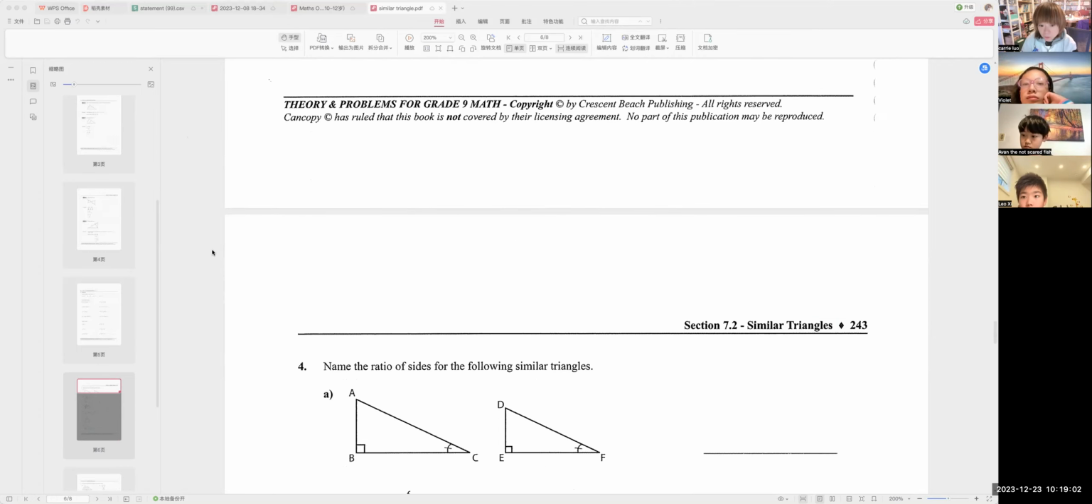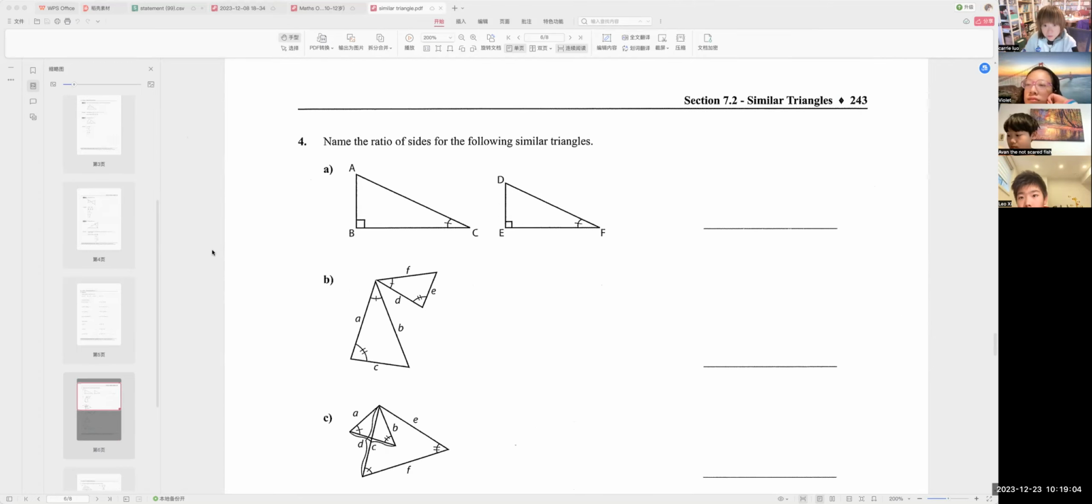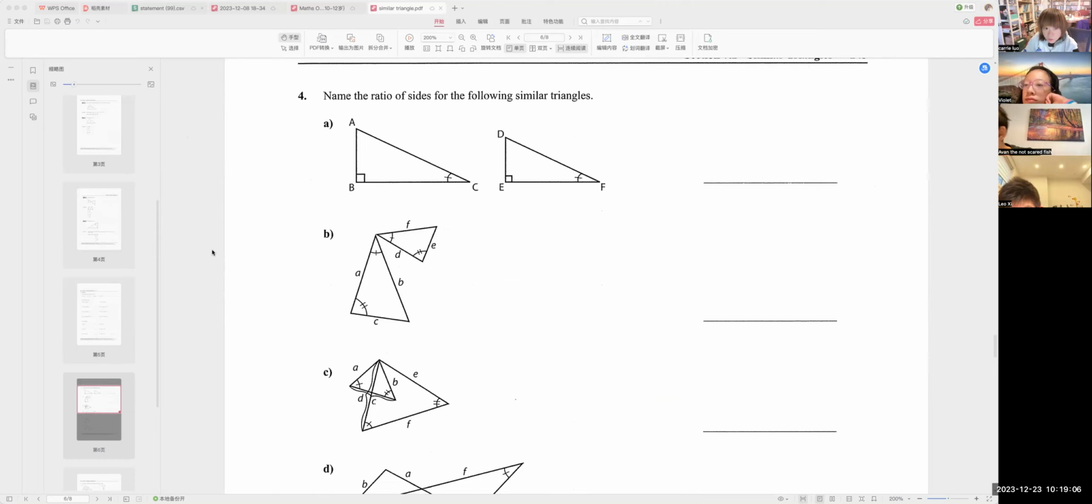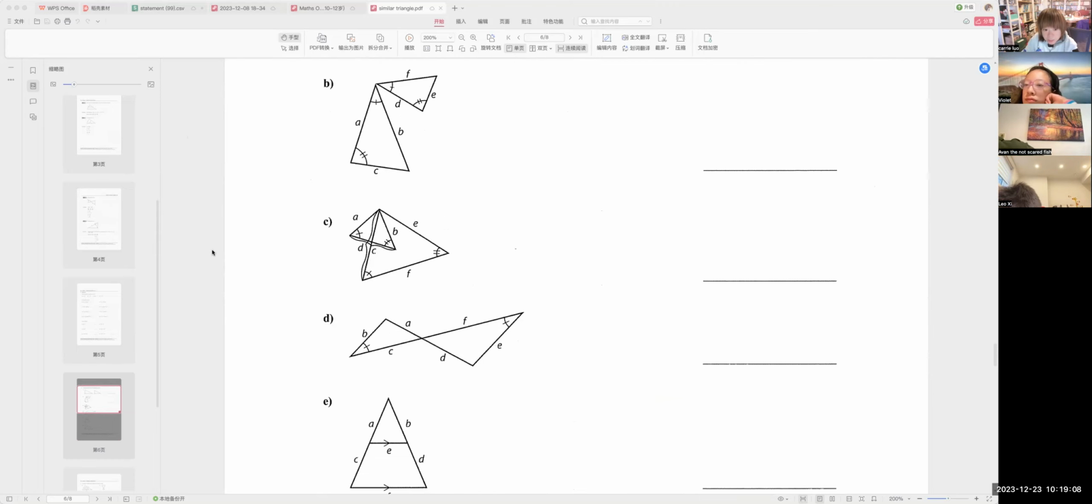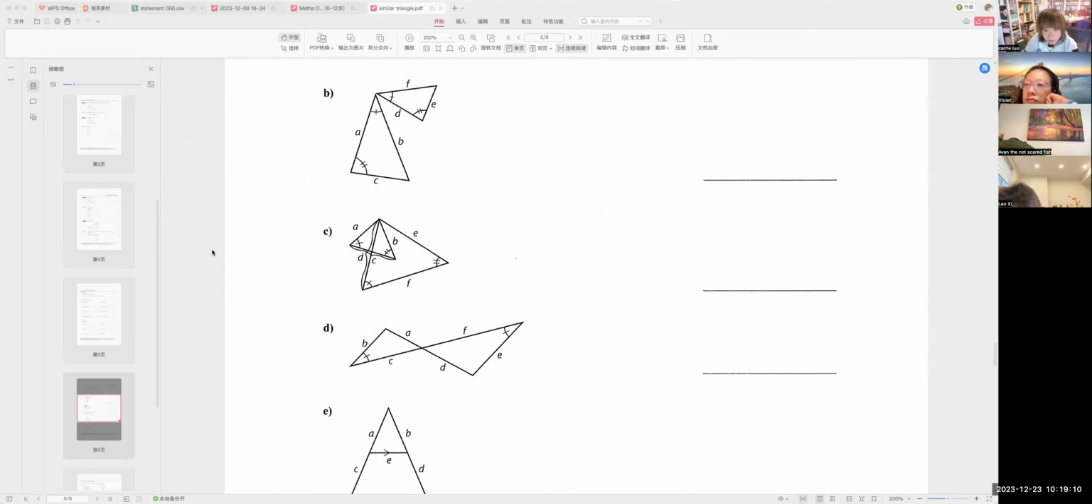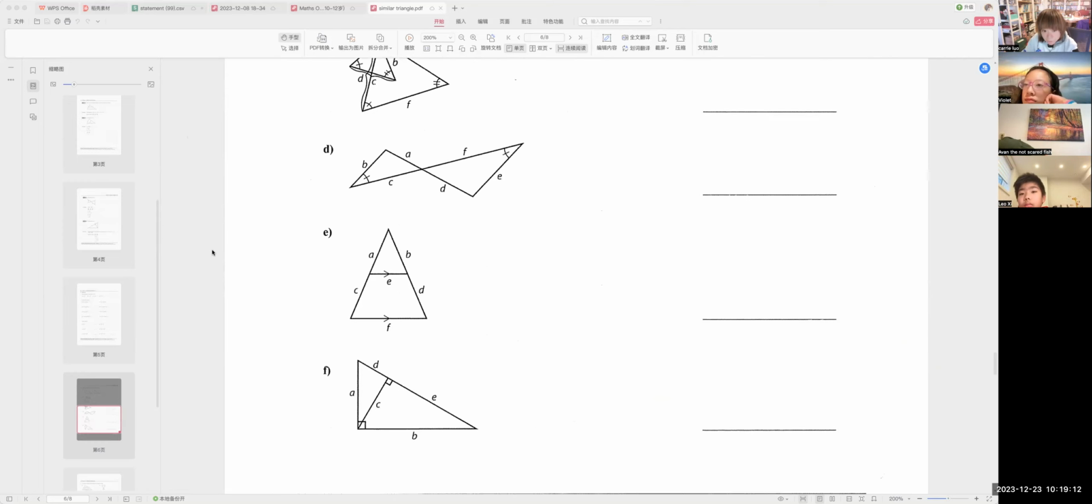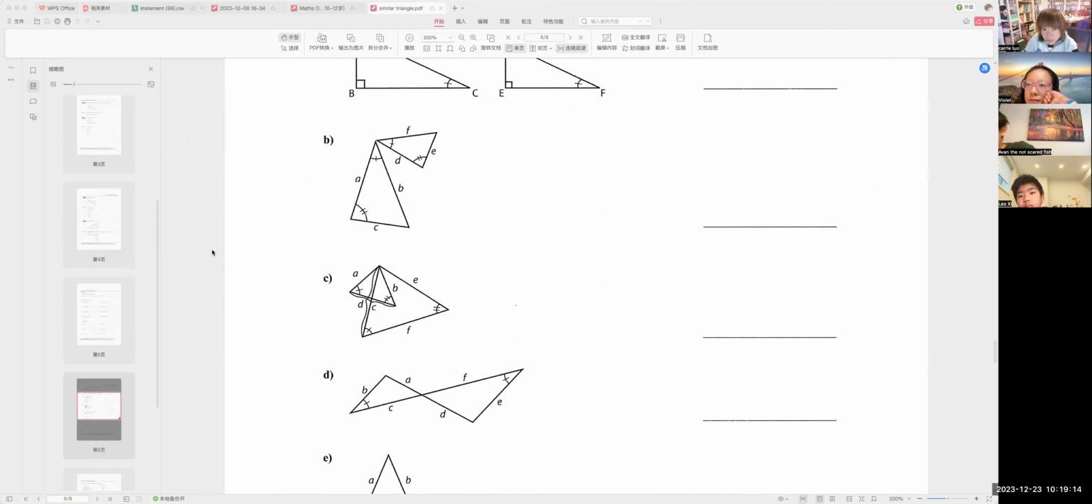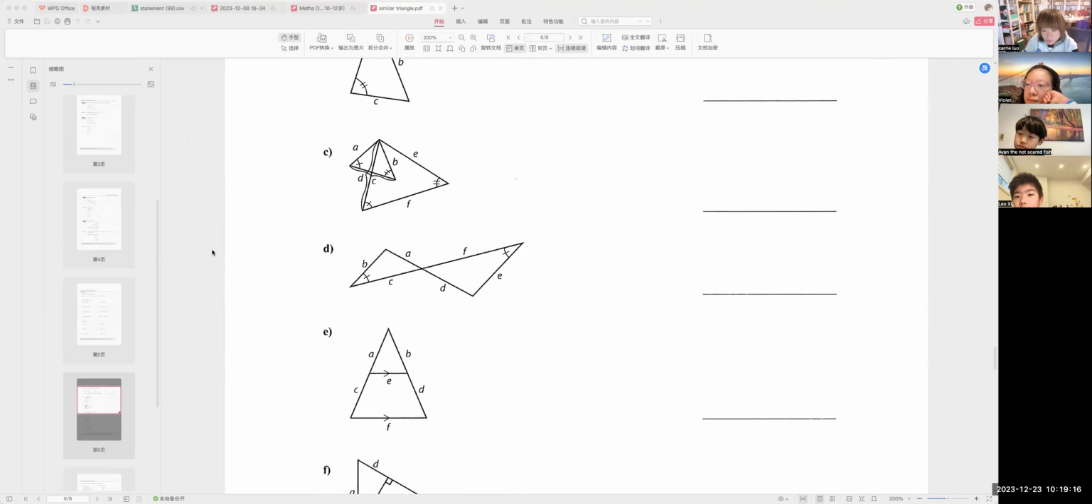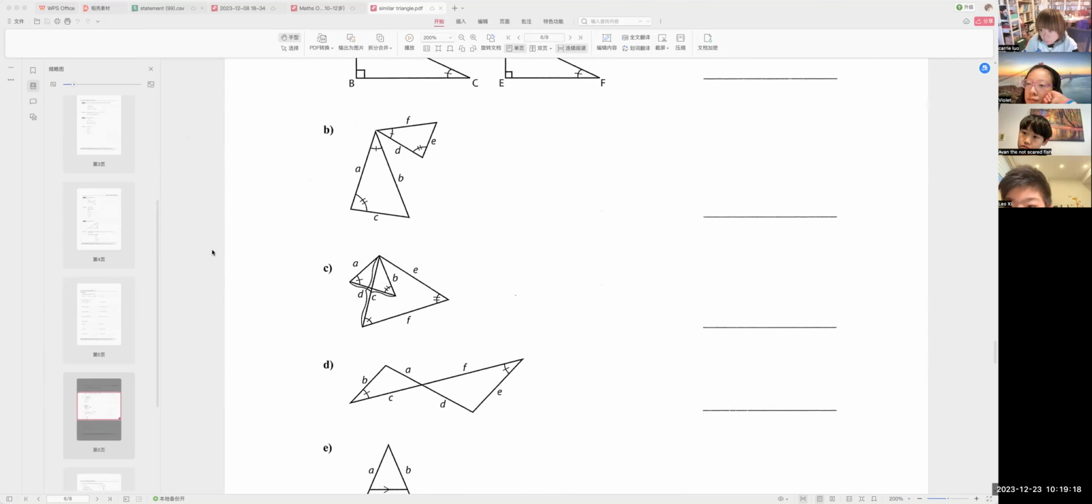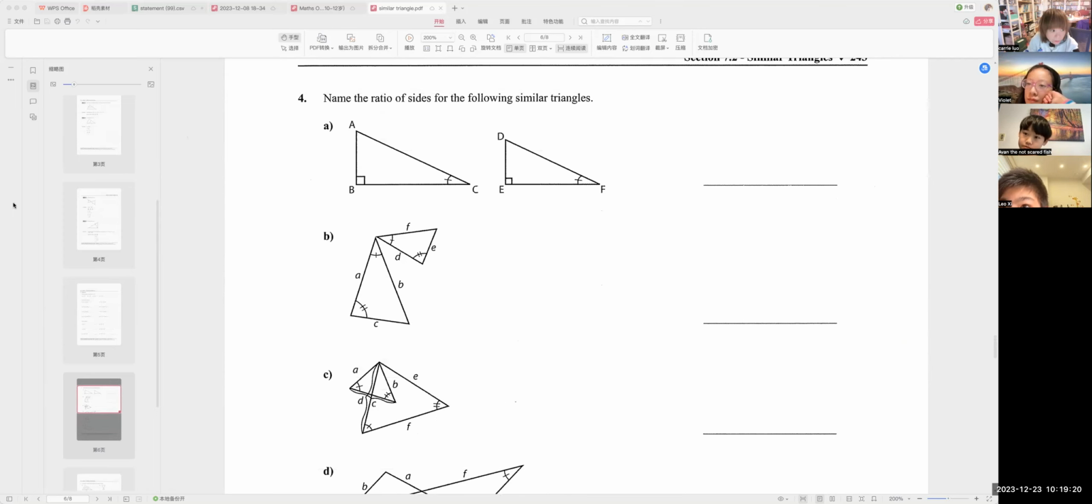Okay, so let's take a look at this one. Okay, so this is getting harder. Especially for A, B, C, D, E 的 C 和 D, okay? So we're going to focus for the last 10 minutes, we just do these 6 questions, okay? So let's take a look at this one.